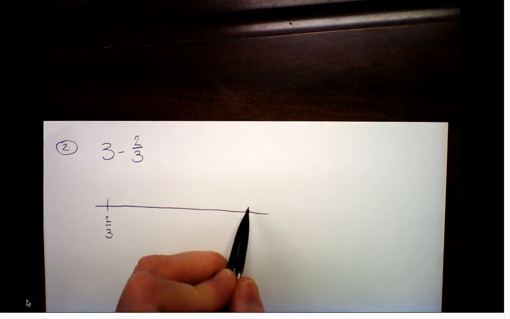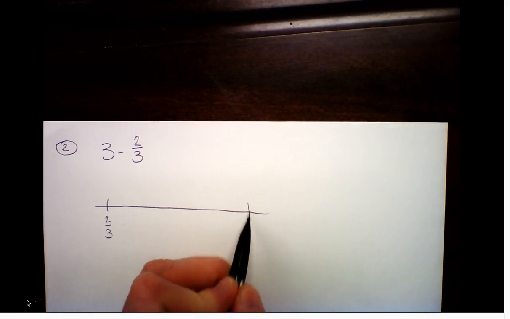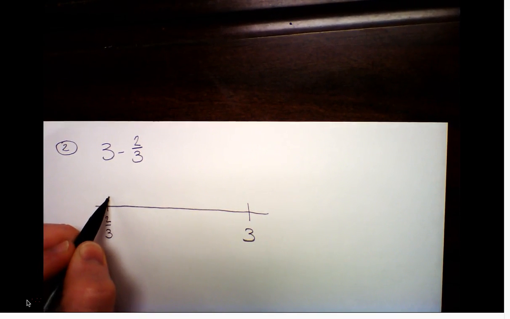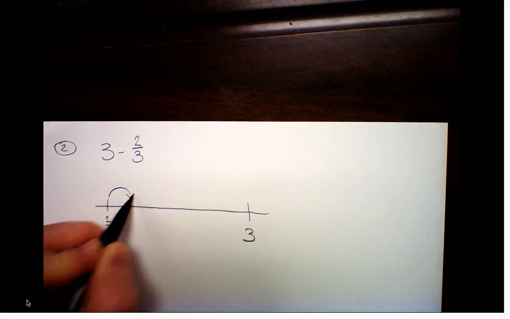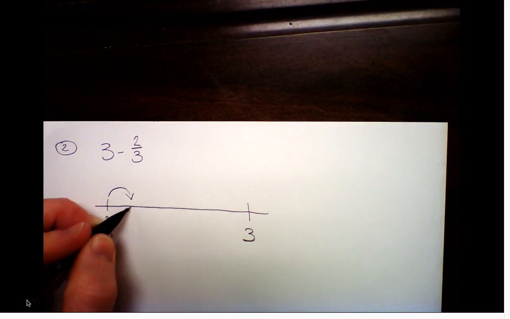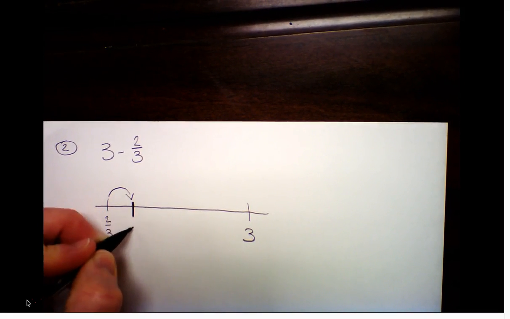All right. So one way to kind of figure out how far to 3 is to get to 1 first. It's kind of a friendly number. I like working with whole numbers. So if I'm trying to get to 1, how far is it? Well, from 2/3 to 1 is just 1/3, right? 2/3 plus 1/3 is 3/3, which is 1.